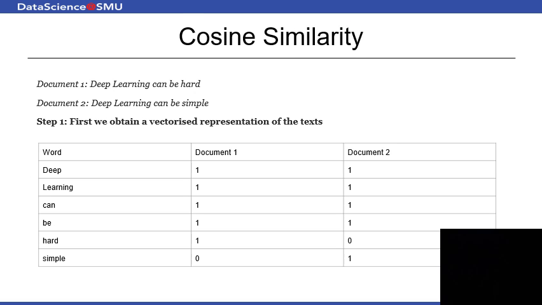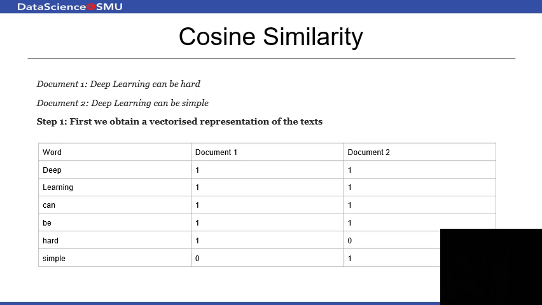Now we're ready to look at an example of calculating cosine similarity. In this case, we have two documents with multiple words in them, and we're comparing how closely they are related to each other. So the first document says deep learning can be hard. The second document says deep learning can be simple. In order to do our calculation, we must take those two documents and vectorize the contents of those documents.